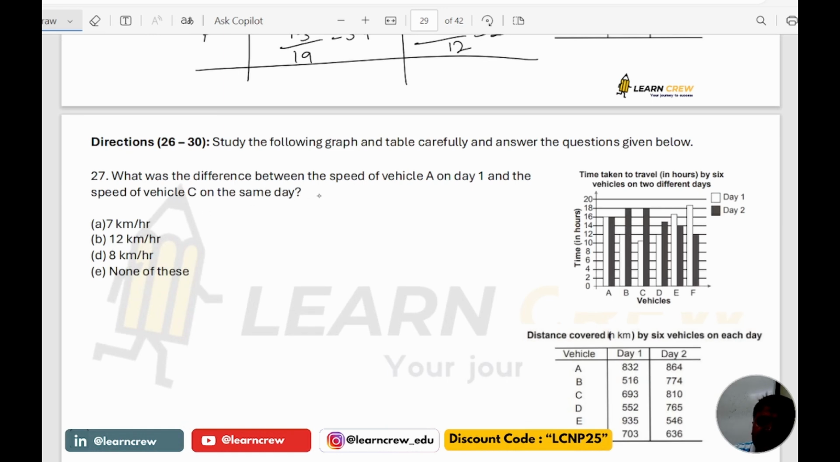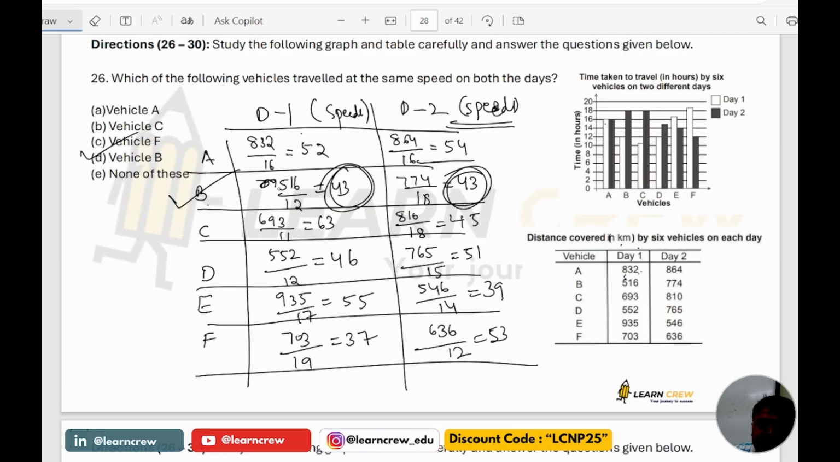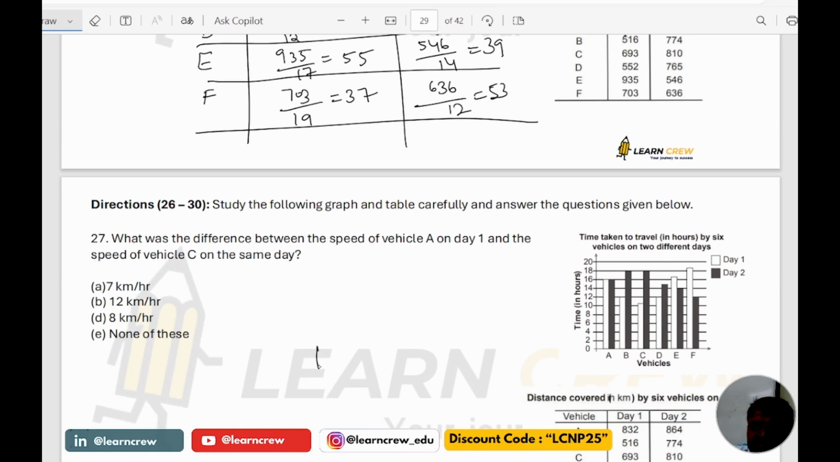What is the difference between the speed of vehicle A on day 1 and the speed of vehicle C on the same day? Day 1 vehicle A and C are 52 and 63. The difference is 63 minus 52, which is 11. So the answer is none of these.